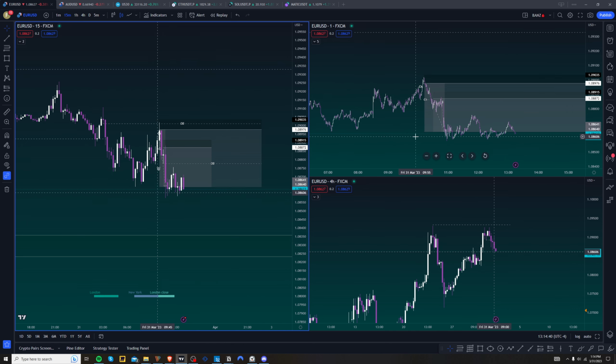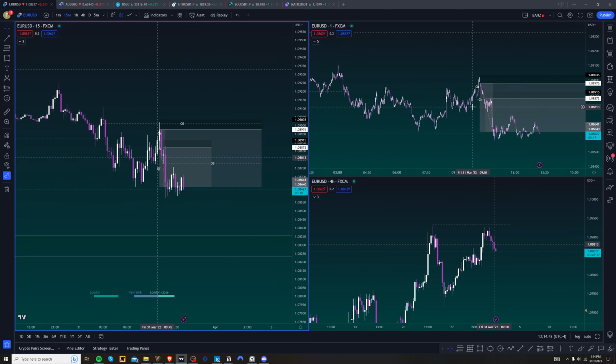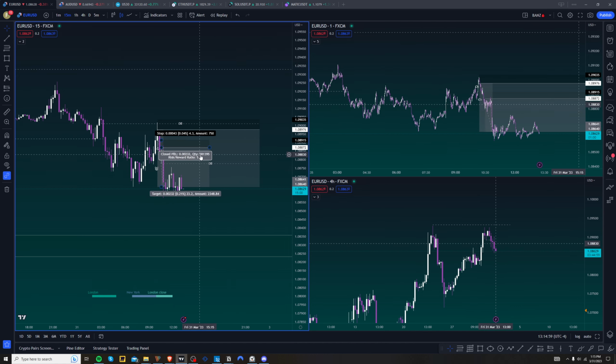See, the thing is, I don't really go in on the 1 minute until my 15 minute has had something happen. I don't go on the 1 minute and trade solely on the 1 minute, because on the 1 minute there's a lot of noise. I just use the 1 minute for confirmations and sometimes re-entries, like in here, I use it for a re-entry.